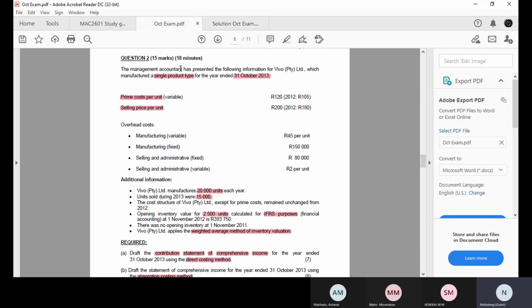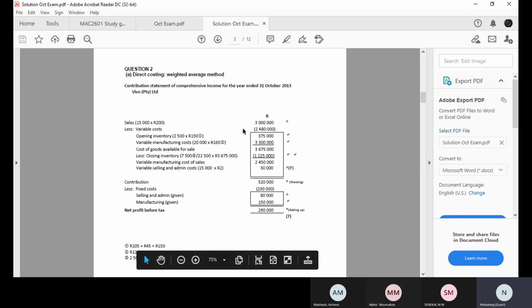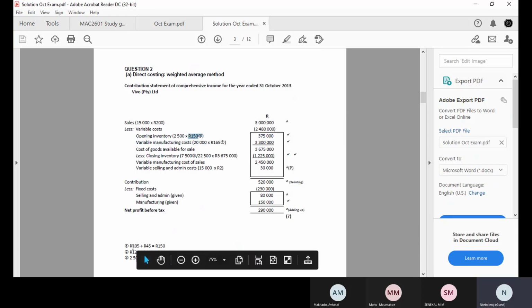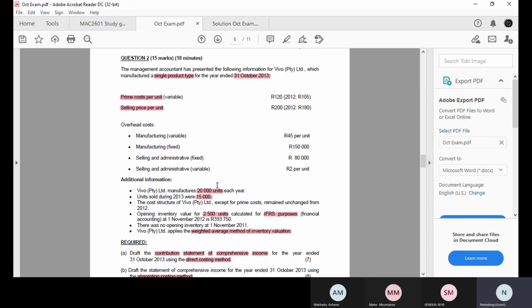Thank you. So it's sales, and sales is straightforward. We know the selling price, and we know how much we sold that year. Then variable cost. Our opening inventory, we've got 2.5. However, we have to find this 150. So what is this 150 made up of? It's 105 and 45. So 45 is the variable cost.